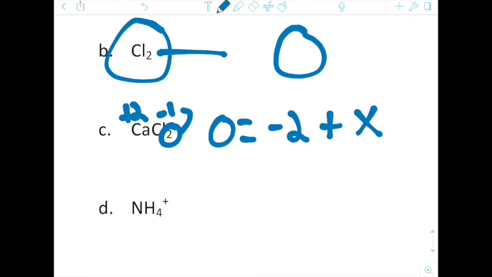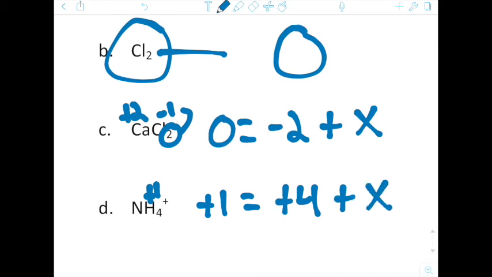Now on this next one, it's a little tricky. The overall charge is +1. And so hydrogen is going to be plus 1 as well, but there's 4 of them, so plus 4 charge plus x. So we solve for x, and it's going to be negative 3, and that is going to be our nitrogen oxidation number.